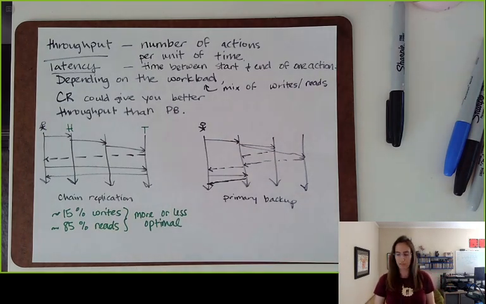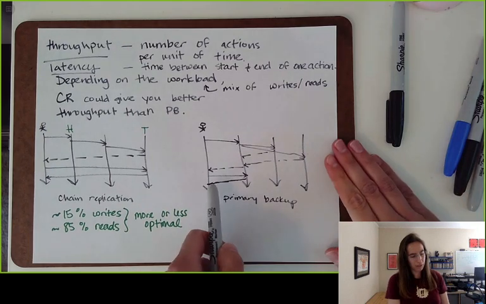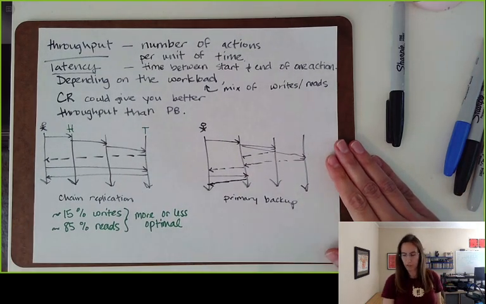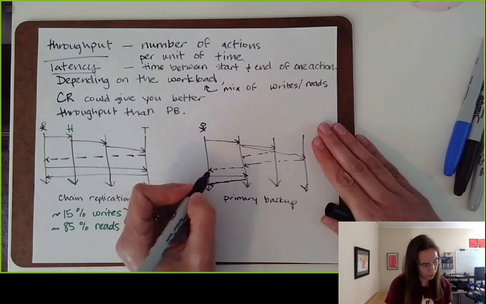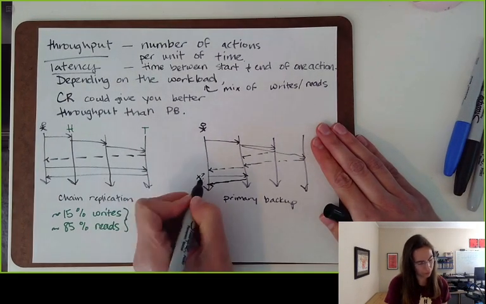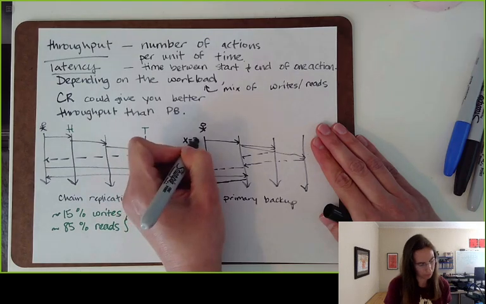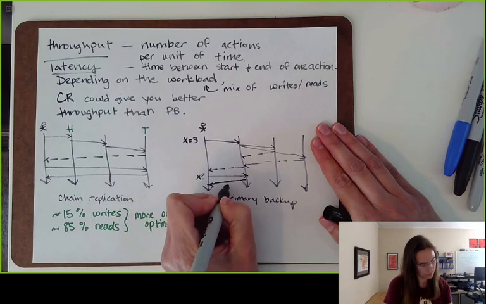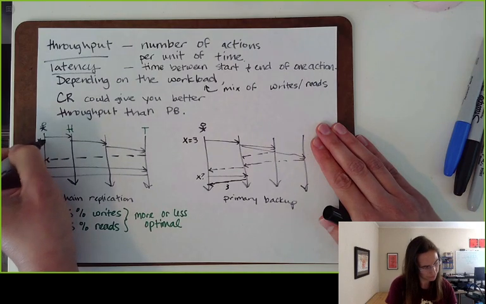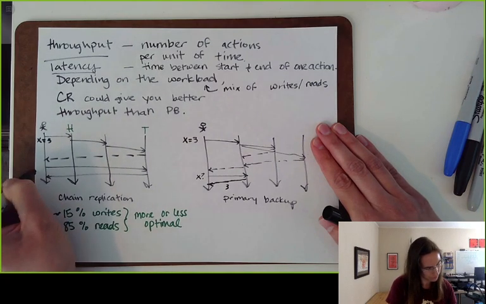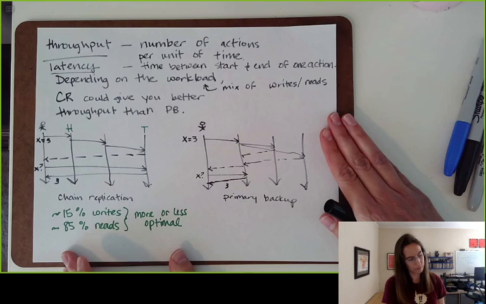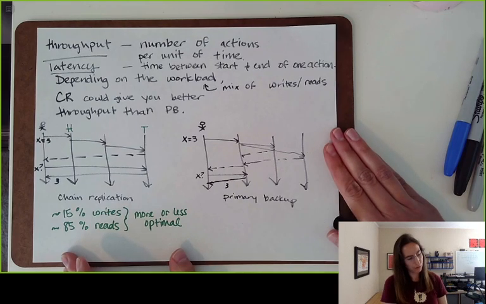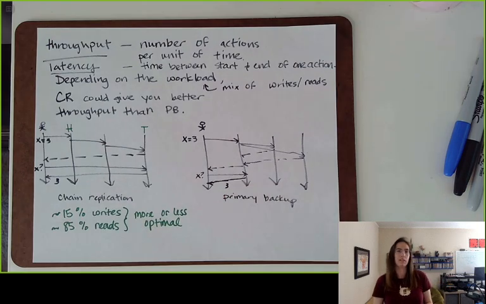So let's talk about read latency first. Is read latency going to be any different for primary backup and chain replication as far as the client is concerned? So this second request down here we're going to say is the read. This top one is going to be the write in both of these pictures. So how do these compare with each other in terms of read latency?